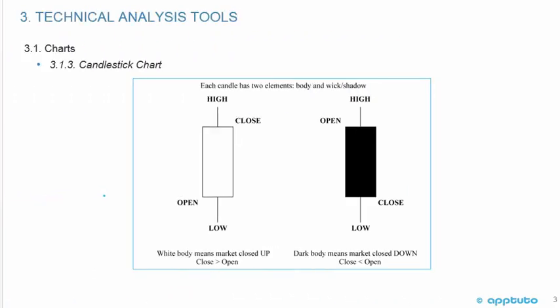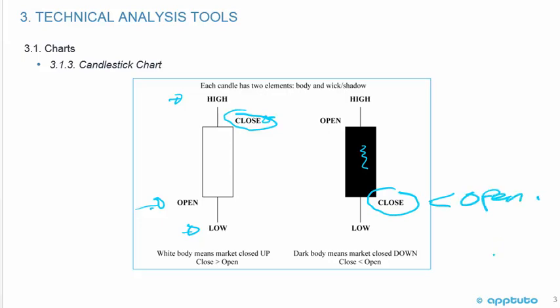The next type of chart we're going to look at is the candlestick chart. The candlestick chart also shows four data points: the opening, the high, the low, and the close. But the difference with the candlestick chart is that they have a body. In this case, the white body means the market closed up, so you can see here the close is higher than the opening price. In the candlestick that is shaded dark, you can see the same four data points: the opening, high, low, and the close. But the close is lower than the opening price, so the market closed down.